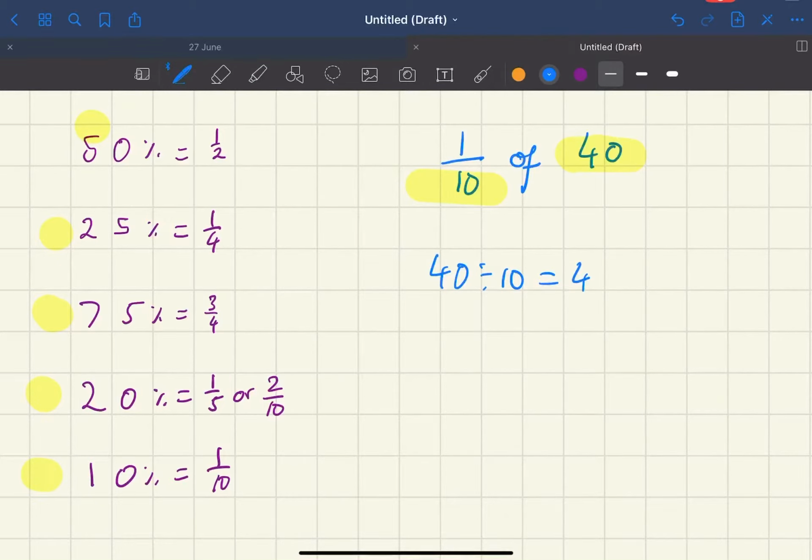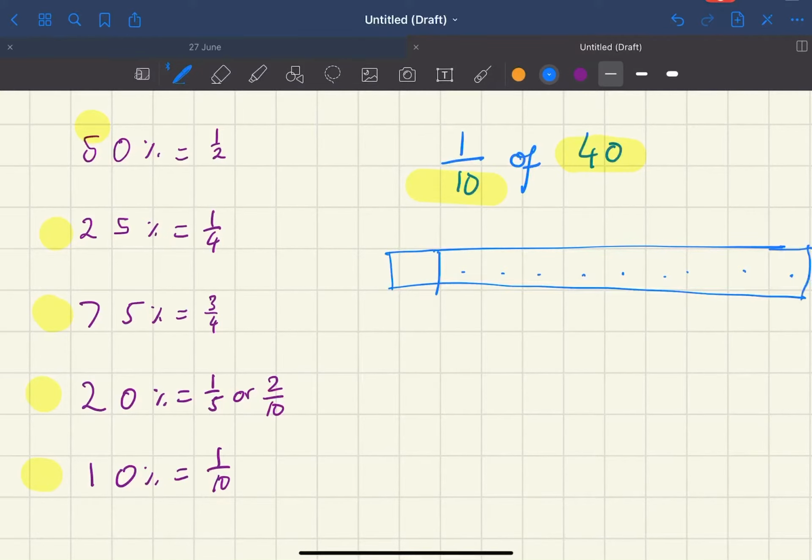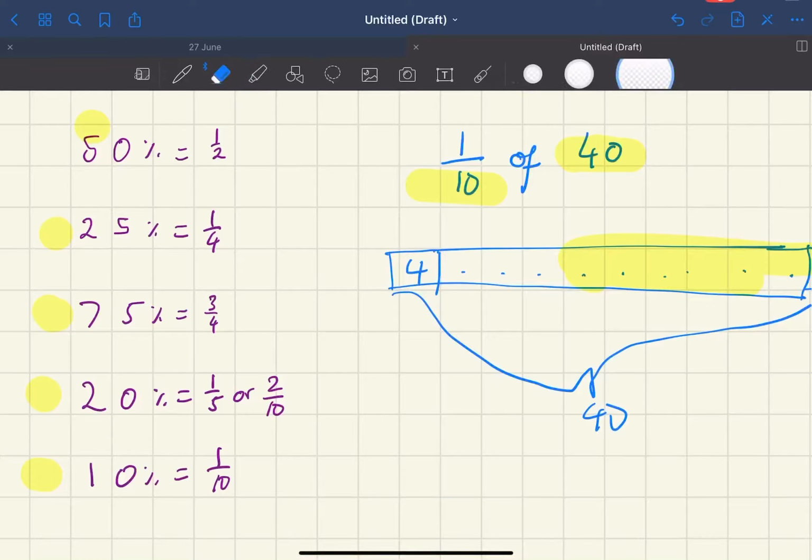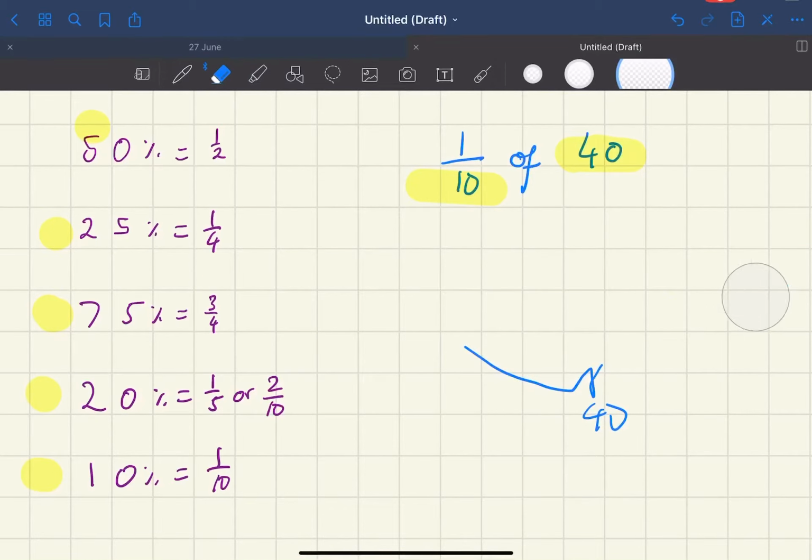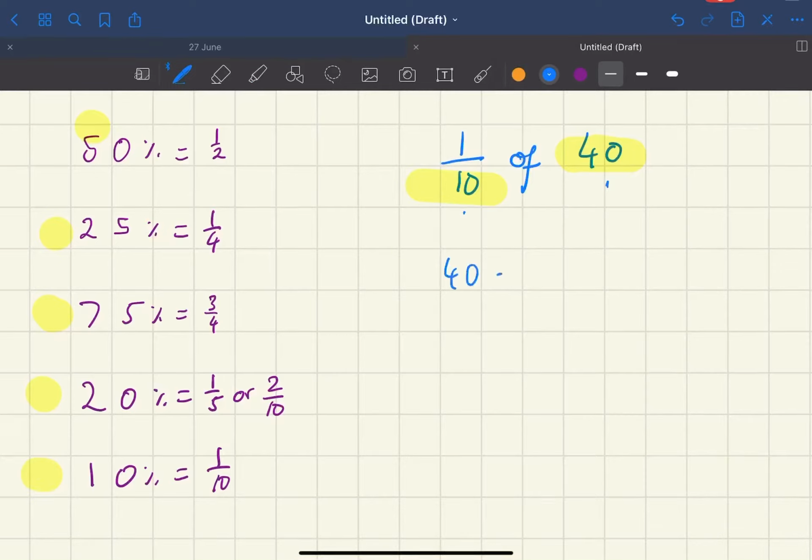Another way, or the reason why it works, is because if I had a bar which had 10 squares in, so 1, 2, 3, 4, 5, 6, 7, 8, 9, 10, and this whole bar was 40. If I counted all the blocks, it made 40. Each bit, I'll have to divide by 10, and it still makes 4. So that's why that works. But for you to remember it, that's completely fine. All you need to do is to divide the whole number by the denominator, and that'll give you your answer.